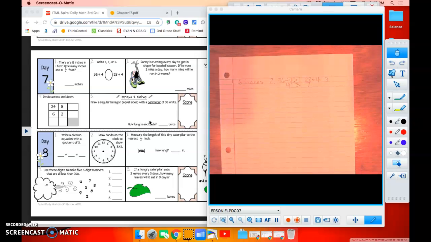Okay, number 3. We have Danny is running every day to get in shape for baseball season. Good job, Danny. If he runs 2 miles a day, how many miles will he run in 2 weeks? Okay, well, 2 miles per day, that looks like a multiplication problem. Now, 2 times 2 for 2 miles a day times 2 weeks, that isn't going to answer our question, is it? So we kind of got to do a little bit of work before we can do our work, if that makes sense.